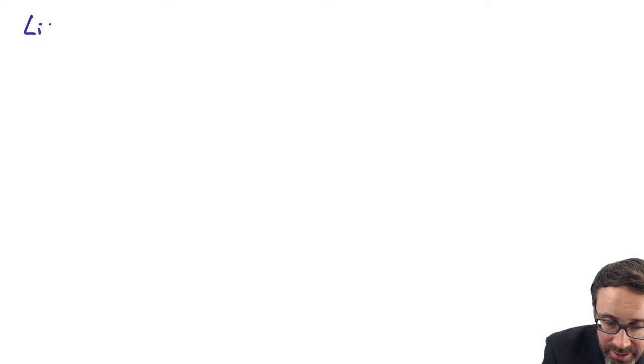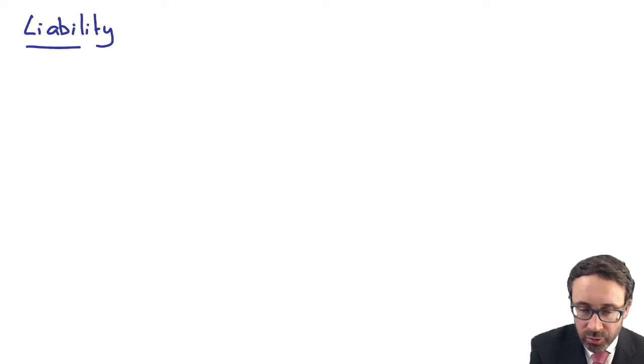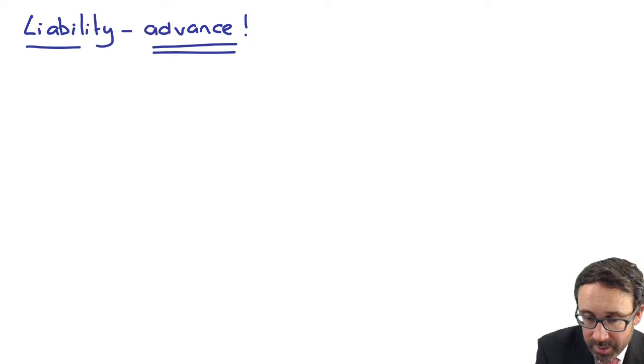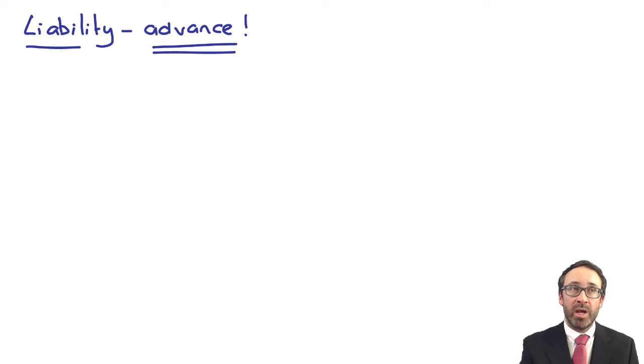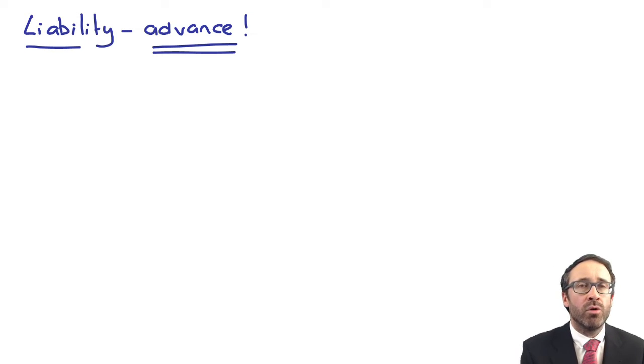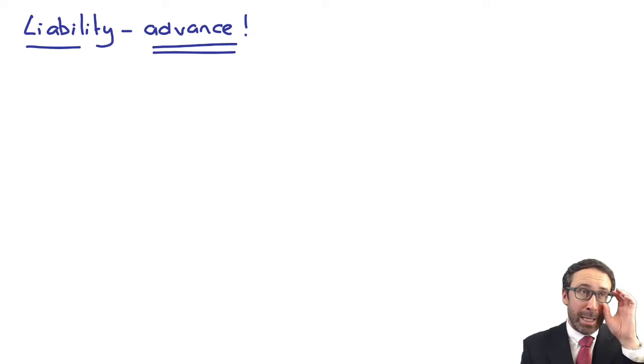In terms of the liability, well, this is where it's a little bit more tricky, and something that we need to observe here is that our payments are in advance. So they're at the start of the lease period, because when we're looking to work out the value of the liability, we're going to draw up a lease liability table.